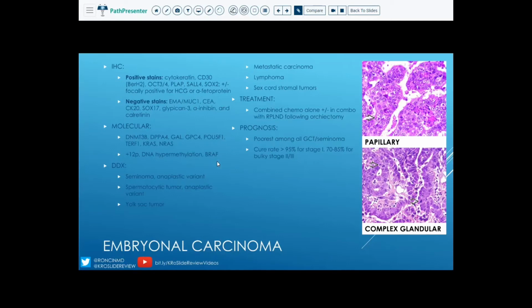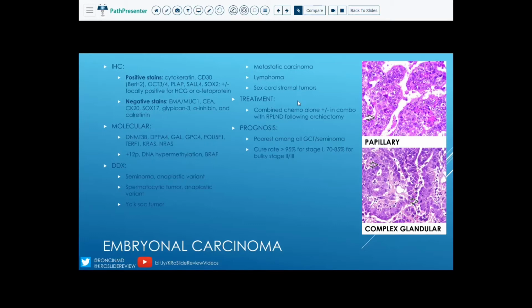Differential: you would think about anaplastic variant of seminoma. Again, we shouldn't see pleomorphism in seminoma unless it's the anaplastic variant. Spermatocytic tumor, again, anaplastic variant. Yolk sac tumor, metastatic carcinoma, again, because of the cytokeratin positivity. You think about lymphoma, as well as your sex cord stromal tumors.